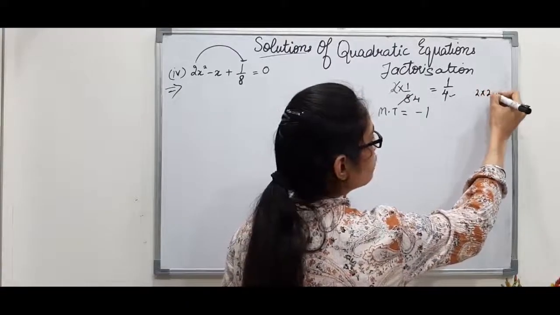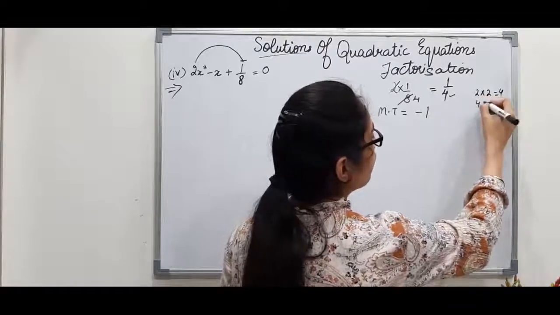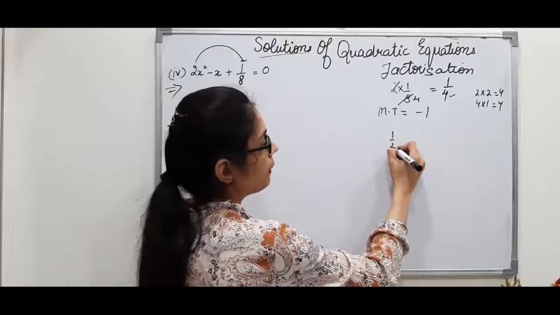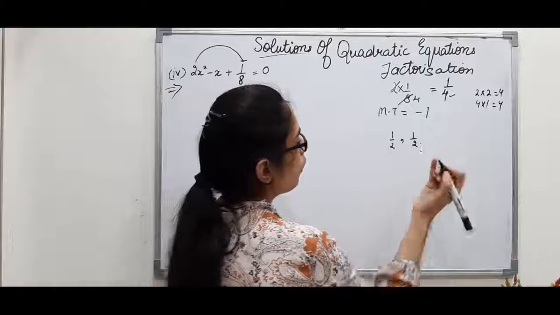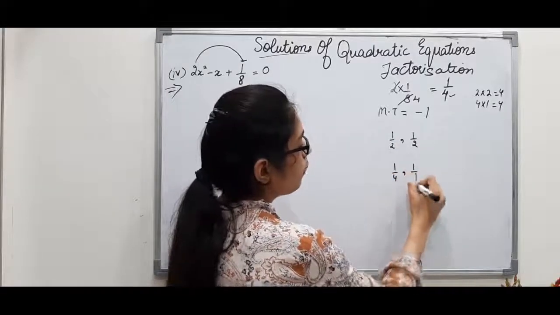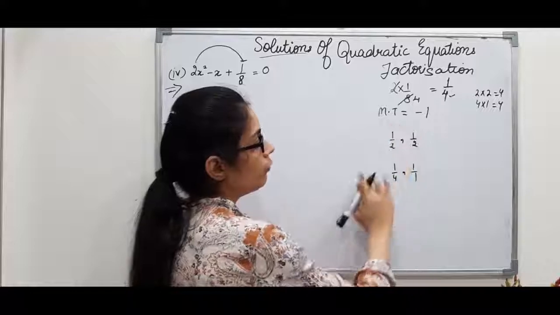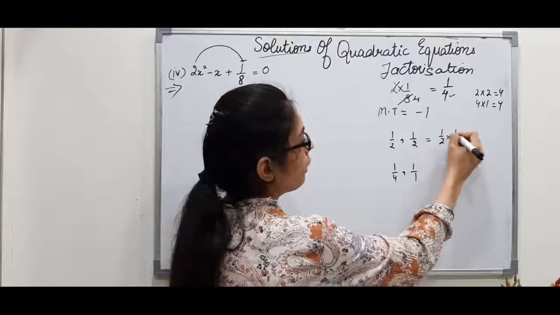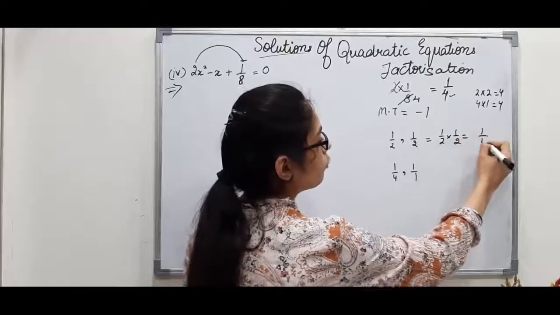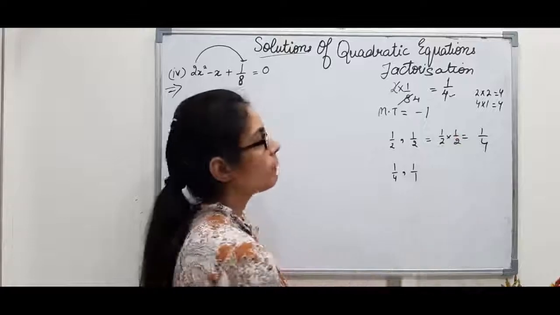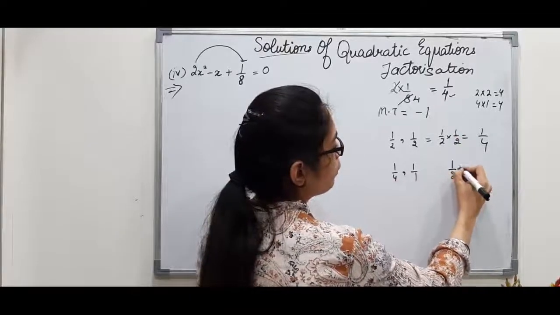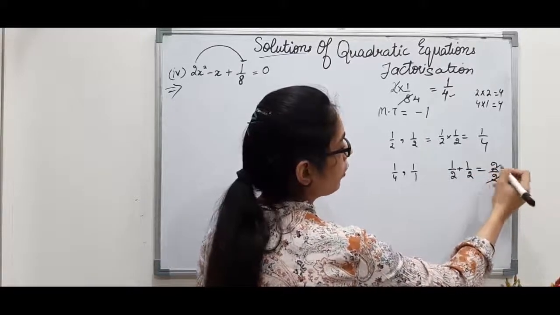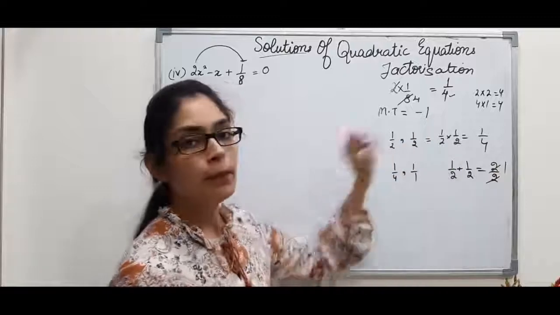I know 2 into 2 is 4 and 4 into 1 is 4. So I can make two factors as 1 by 2, 1 by 2, or two factors as 1 by 4, 1 by 1. These are the factors for 1 by 4. If I multiply 1 by 2 into 1 by 2, we will get 1 by 4: 1 into 1 is 1, 2 into 2 is 4. But if we add 1 by 2 plus 1 by 2, 1 plus 1 is 2, 2 by 2. On cancellation I will get 1. But I need minus 1.